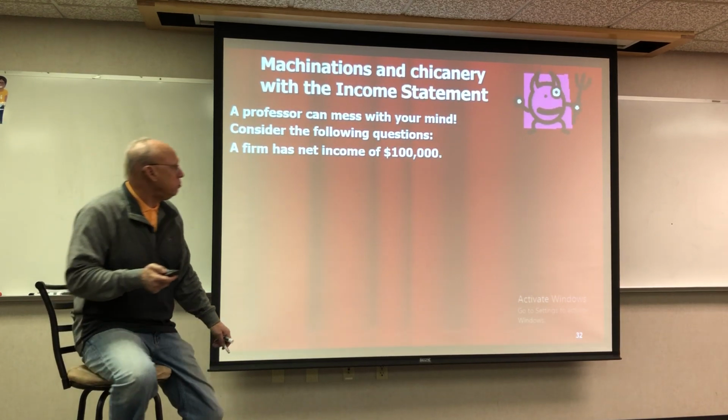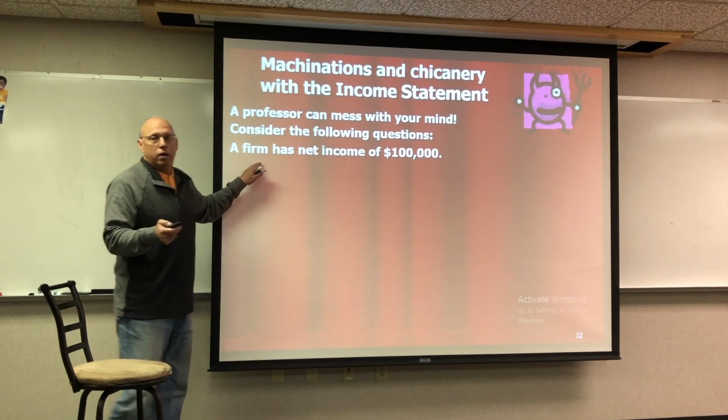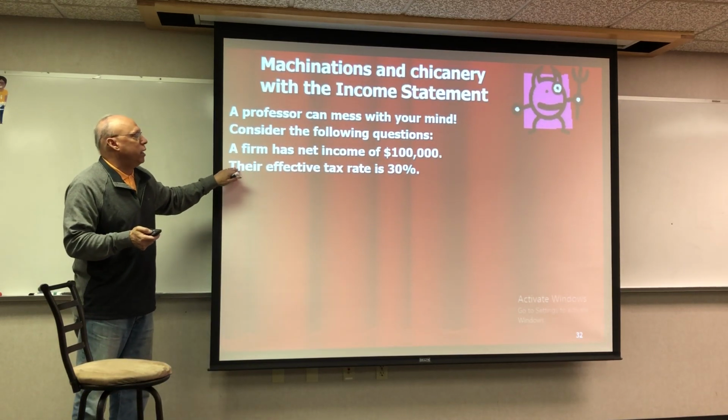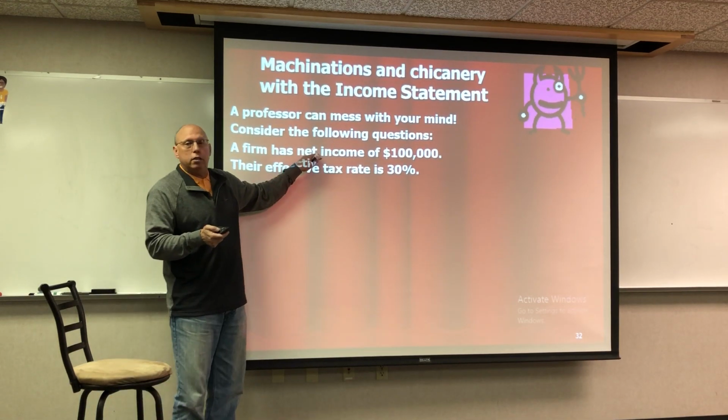All right, so a firm has net income of $100,000. The effective tax rate is 30%. So this is net income.